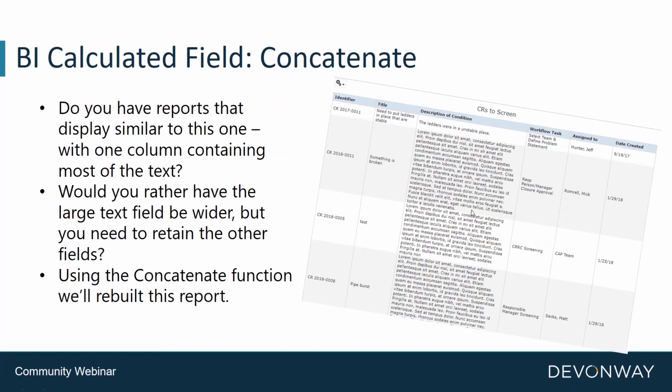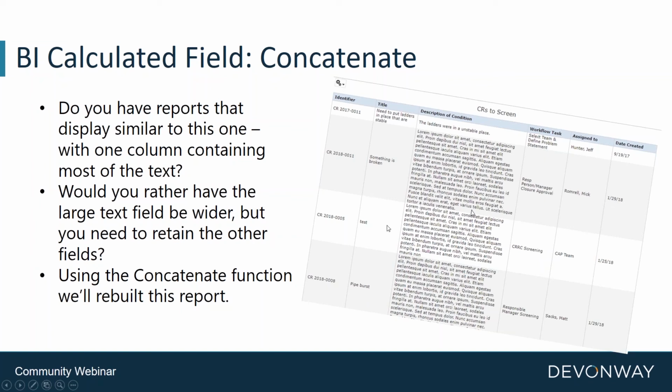All right, so we're going to get into a calculated field today, the Concatenate Field. If you've used VI before, you've probably created some reports, and they maybe look similar to this one on the screen, where you have a bunch of columns that have very little data in them, and then there's one column that has a tremendous amount of text, and it gets squeezed into just one column, so you're wasting a lot of space on that report.